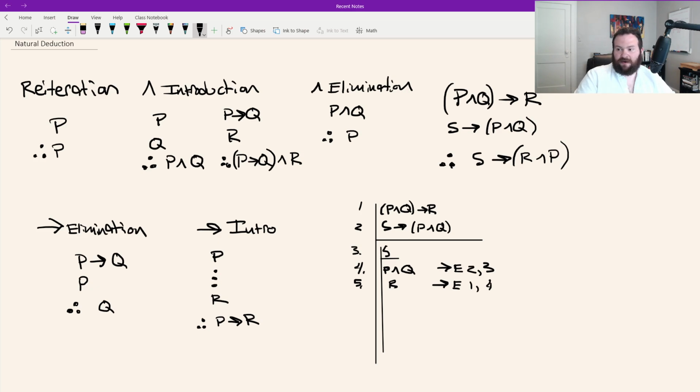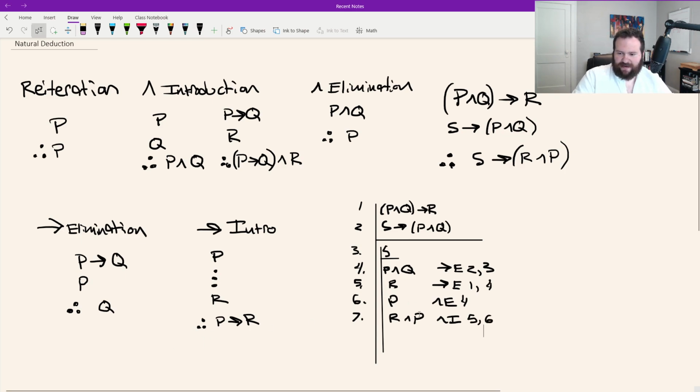Now I just need to get R and P. That's going to require me to break apart the conjunction on line 4. I just want P. I don't care about Q. So I'm going to get P by itself using conjunction elimination, line 4. Now I can bring the two back together. I can say R and P using conjunction introduction, line 5, 6. Okay, perfect. That's exactly what I was looking for.